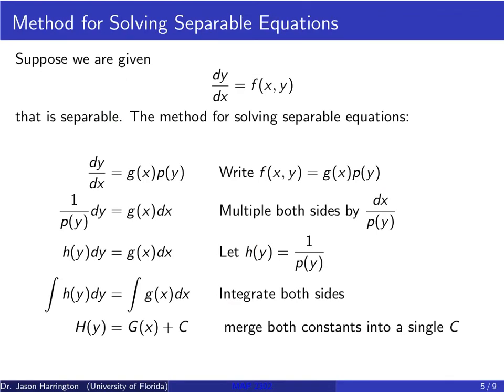So now that we can identify separable equations, here's how you solve it. Here's the overall idea before I get into anything. The overall idea is if it's separable, then all you really have to do is move all the x's to one side and all the y's to the other side, including the dy over dx.